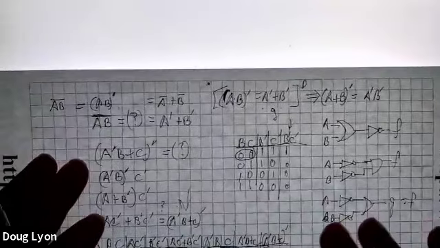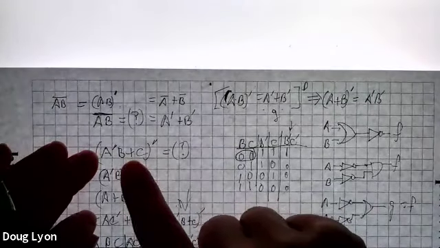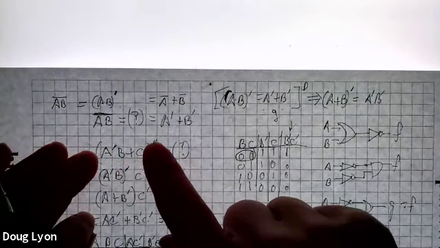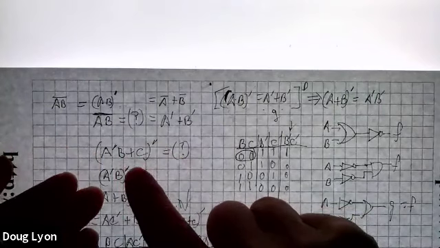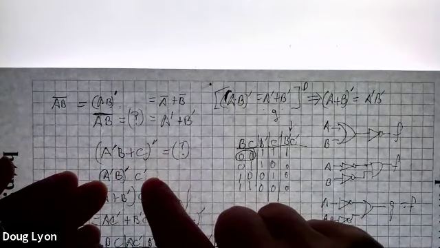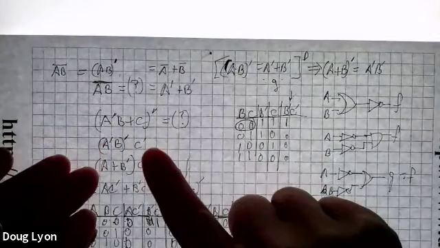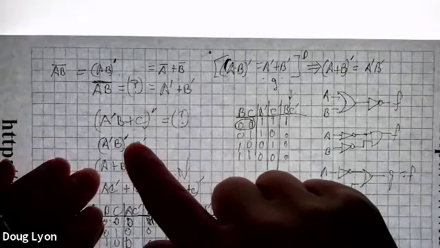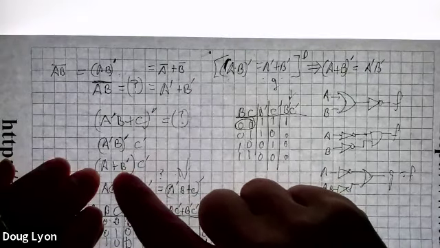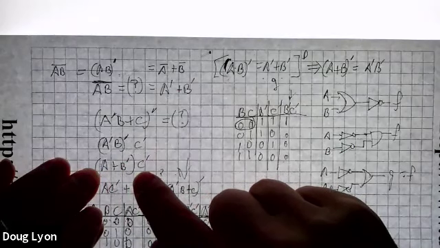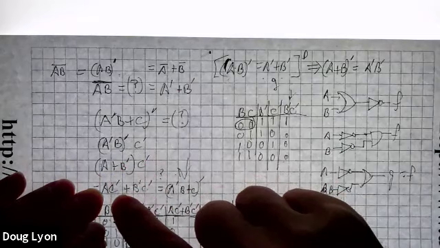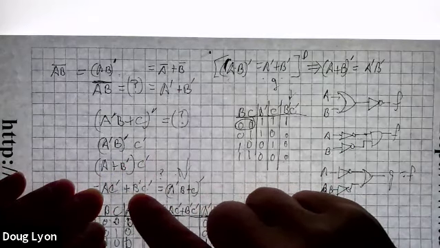Let's try another one. Here's (A prime B or C) prime. What could that be equal to using De Morgan's theorem? Well, I take this prime, I move it inside. I take the plus, change it to times, take the prime, put it on the C. Then I proceed to use the inversion on the inside. I invert both literals to make (A or B) prime. I still have my C prime out here. I cross multiply. I get AC prime or B prime C prime.